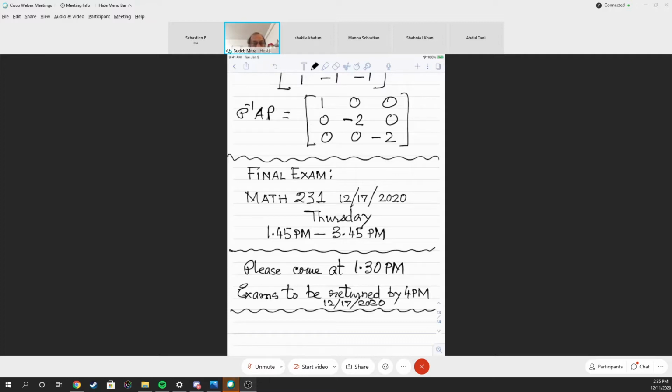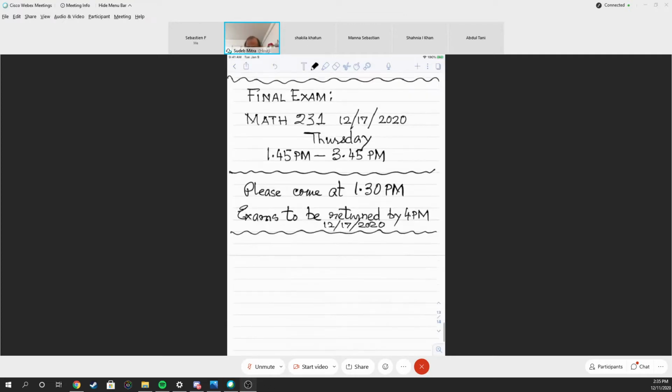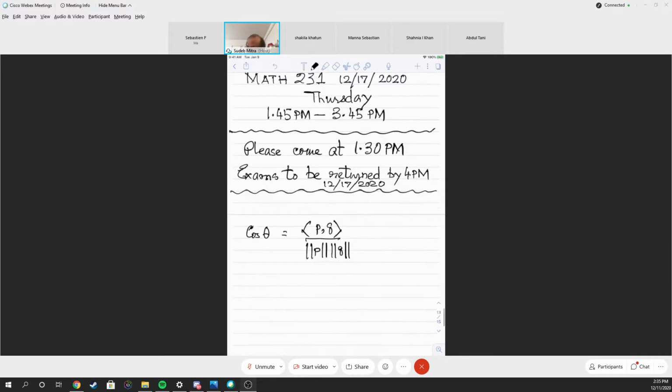Orthogonal matrix, you just need the definition. 2 questions, and there is no fun actually. It's just on an inner product space, and all you need to know is, for example, suppose I ask what's the angle between 2 vectors. So cosine theta is the inner product of P comma Q over the norm of P times the norm of Q. That's one thing. Very important.